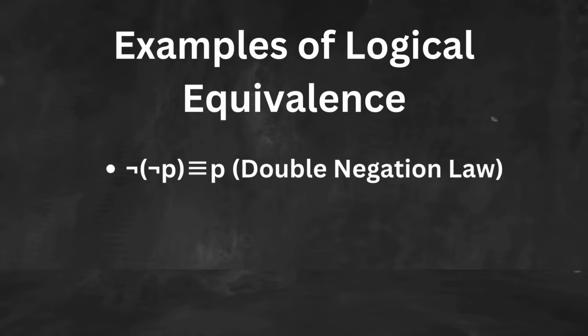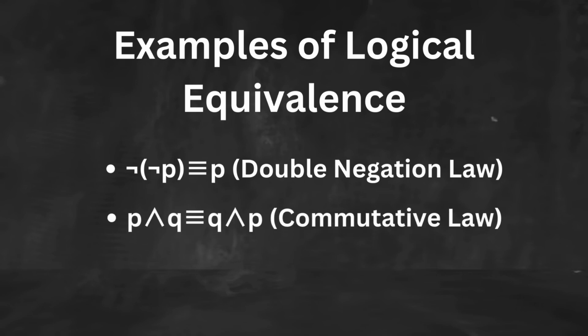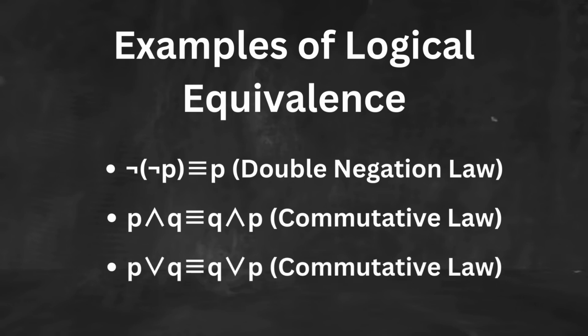The double negation law states that negating a negation returns the original statement: not not P is logically equivalent to P. The commutative laws for conjunction and disjunction show that the order of the statements doesn't affect the truth value. P and Q is logically equivalent to Q and P, and P or Q is logically equivalent to Q or P.